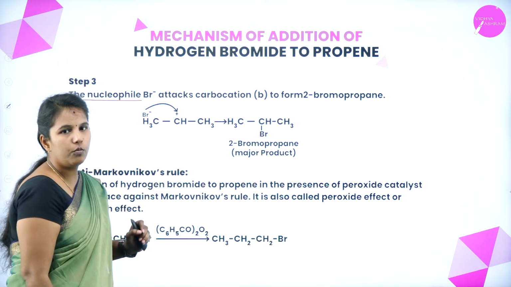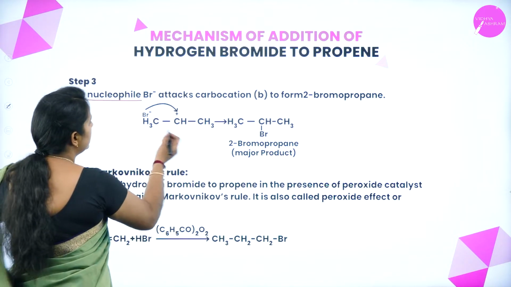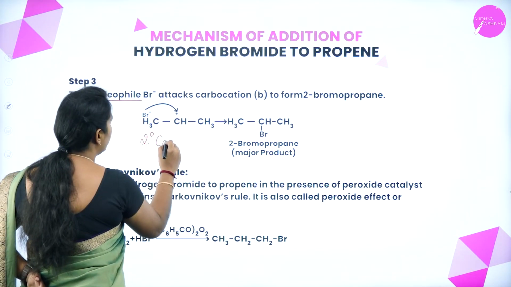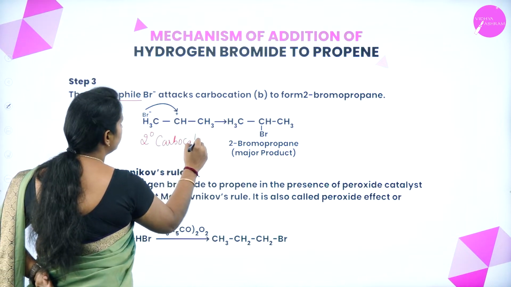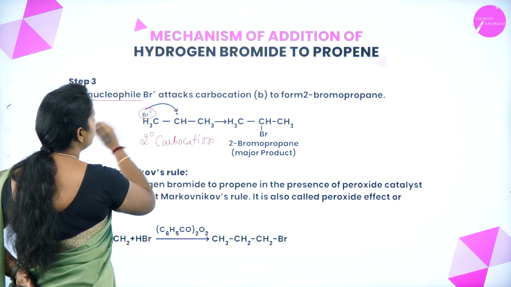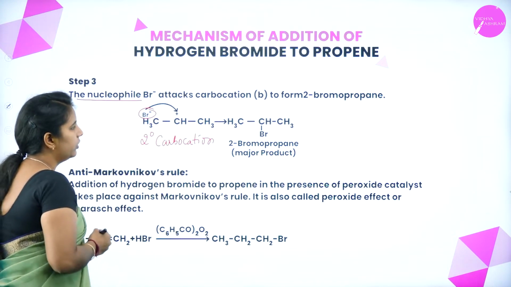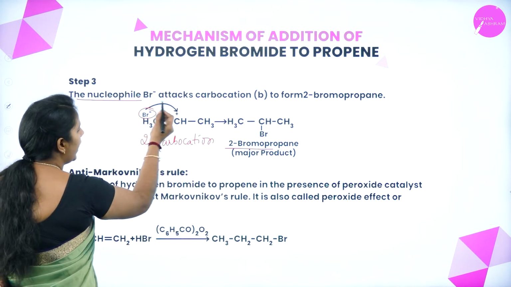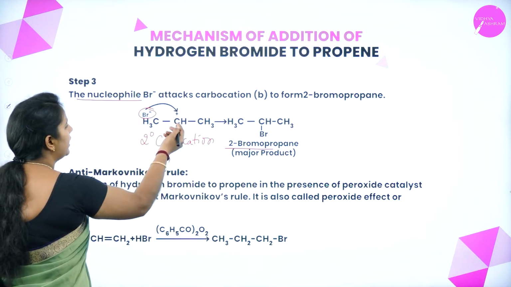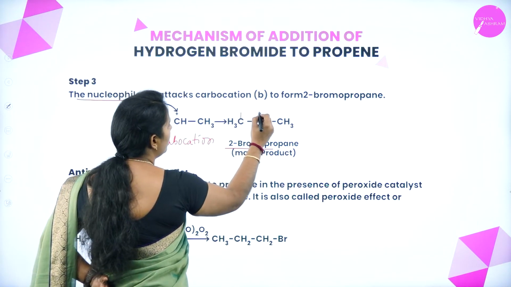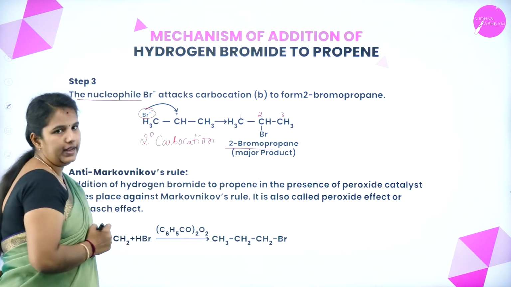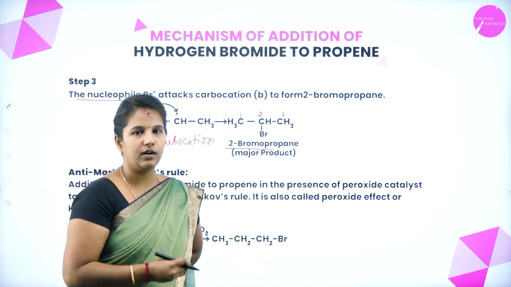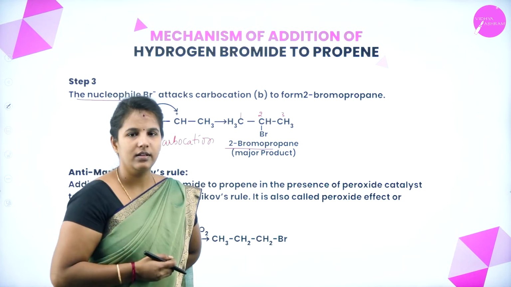2-bromopropane. So, this is why the second carbocation, that is nothing but a secondary carbocation, when it reacts with a nucleophile, gives rise to 2-bromopropane. Our nucleophile attacks this carbocation and forms 2-bromopropane. This is how the mechanism is involved during the attack of the nucleophile as well as the electrophile.